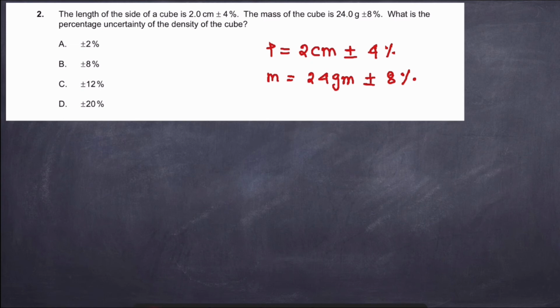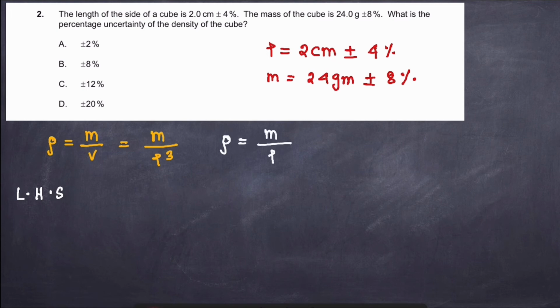So we need to find out the percentage error in measuring the density of the cube. We know that density is equal to mass per unit volume, and volume is length cubed. So our equation will be rho is equal to mass divided by L cube.